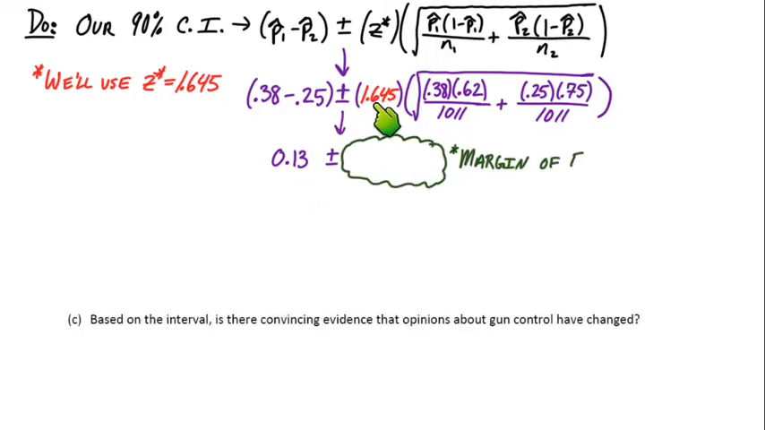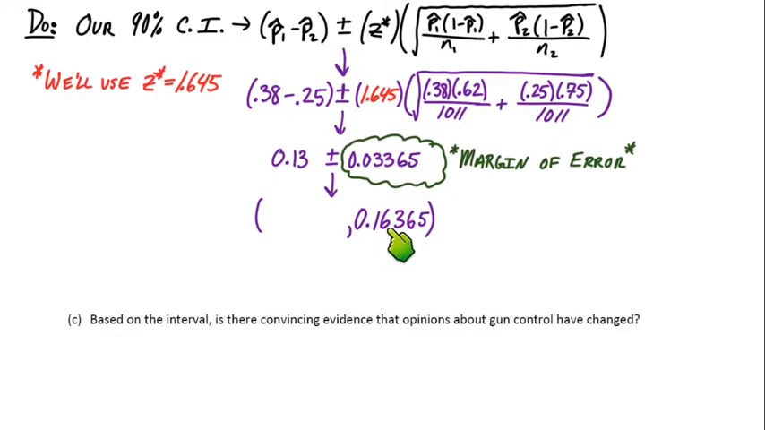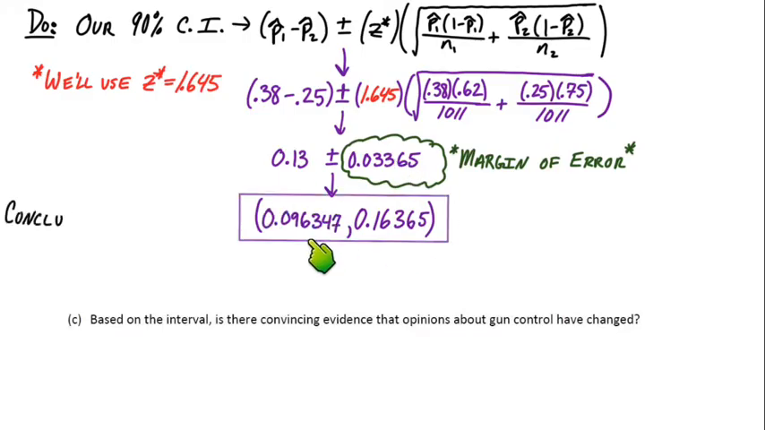And then if we multiply 1.645 times this big square root thing, we should be looking at about 0.03365. That's our margin of error. Right, so there's our sample data, our sample difference in proportions, plus minus our margin of error. So we add it to 0.13 to get our upper bound for our interval, and then we subtract it to get the lower bound, which gives us from about 0.096 up to about 0.16365. So from somewhere around 9 percentage points up to somewhere around 16 percentage points.